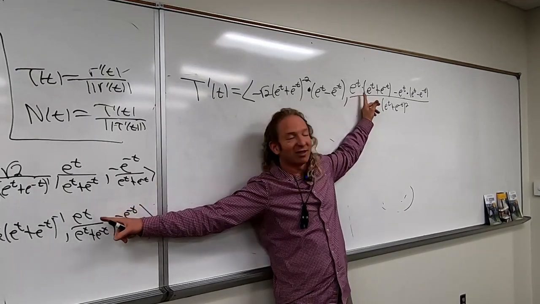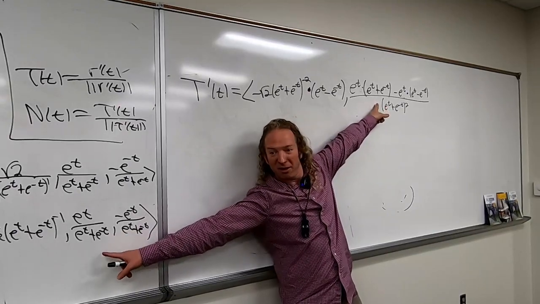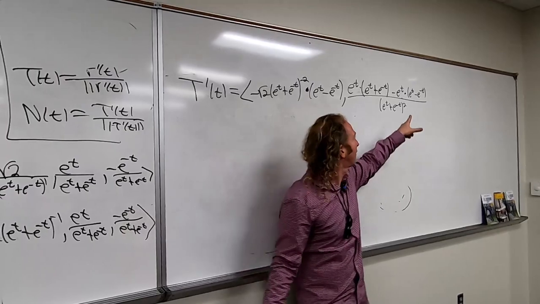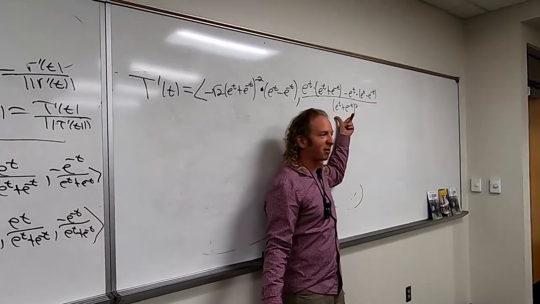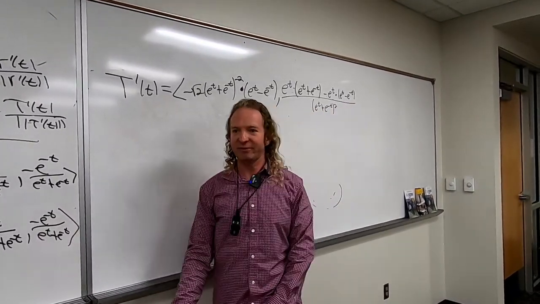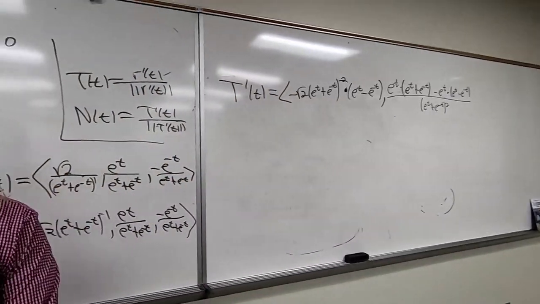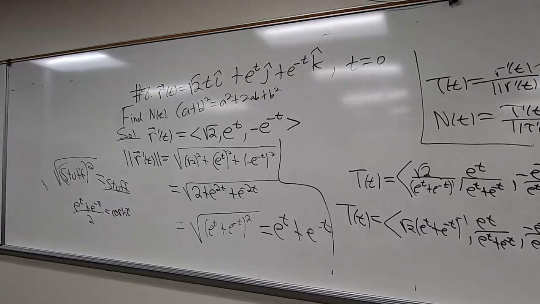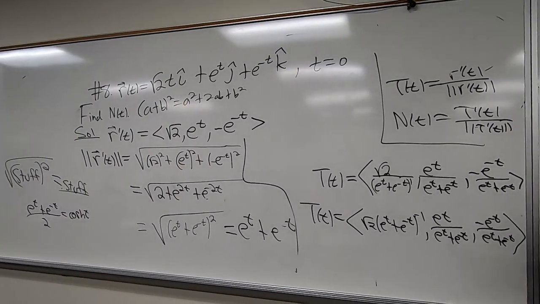Derivative of the top times the bottom minus the top times the derivative of the bottom, over the bottom one squared. I love this. This is calculus.